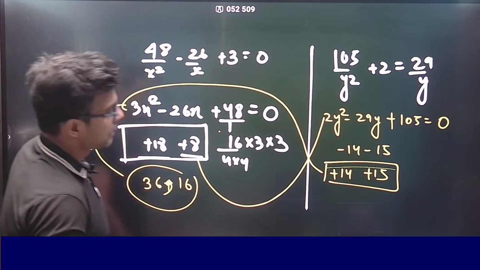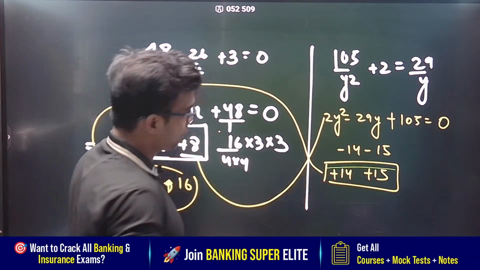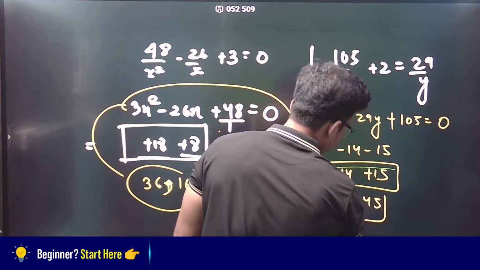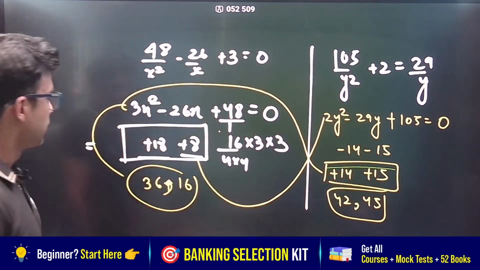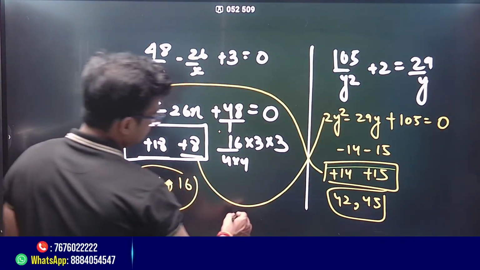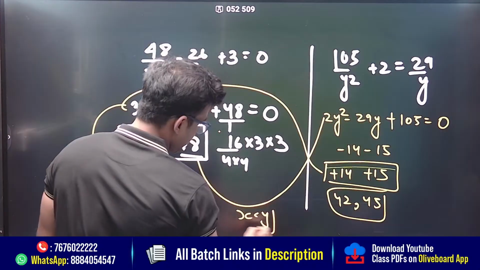Okay, now if you multiply, this will become 42 and then 45. Now you can compare the values. If you compare the values, you will get that at any cost y is greater, so x is less than y.